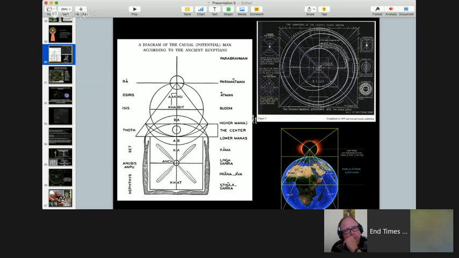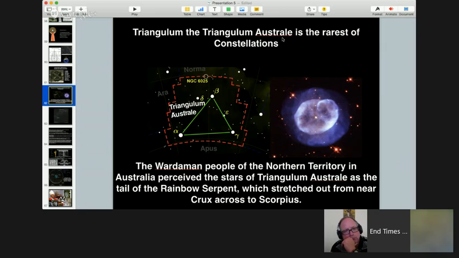So the symbol of the sextant, which represents Osiris' symbol, and the Freemasons' time and space, also represents the potential man diagram with all of the gods that represent the pyramid. The sun and the moon, and Set, Thoth, Isis, Horus, Ra. This is the Triangulum Australe, the rarest of constellations. It's a triangle. This is the nebula.